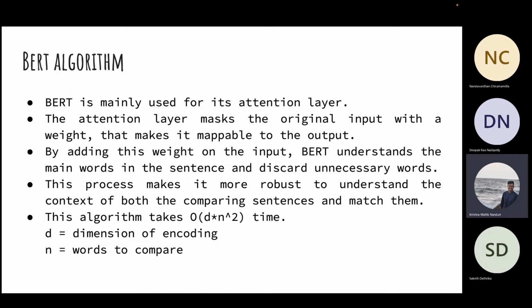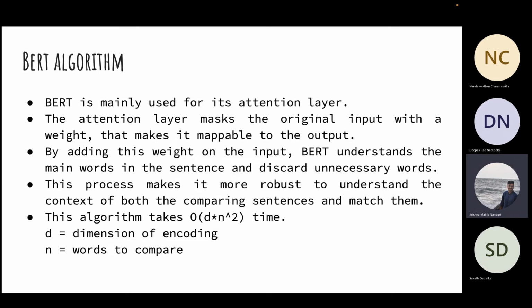When word A is mapped with word B on the output side, when A has more weightage, it means that A is more equal to B on the output side. We can also say they both are similar in meaning. So that's how the context is learned by BERT algorithm. And these words are processed one by one by considering all the words in the sentences.